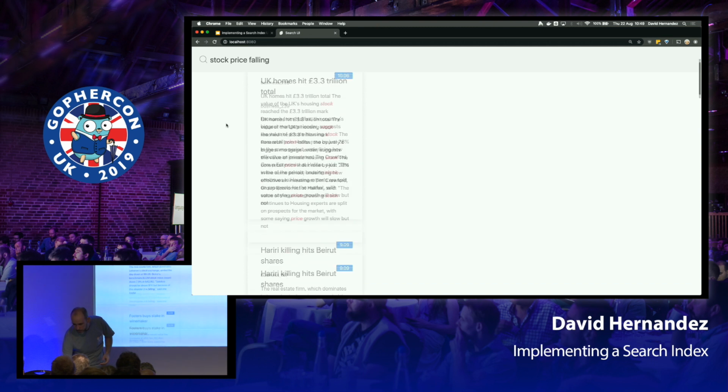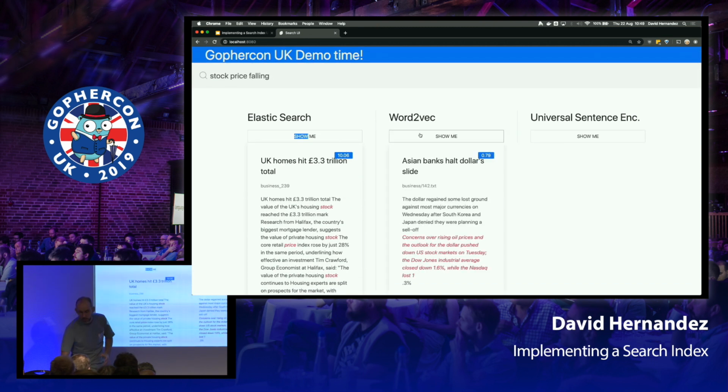If I show my Word2Vec search, the first results say, oh, it not only highlights just the keywords, it highlights the sentence that it thinks is most important. In this sentence, it really says, oh, the stock price is going down, or the market is going down. Even if it mentions stocks here, it doesn't mention the word falling or something like that. So it really gets more the meaning of what it's saying.